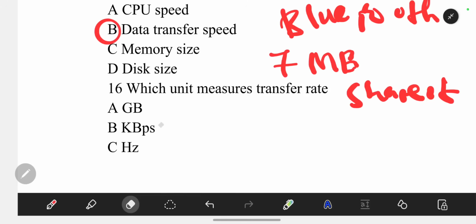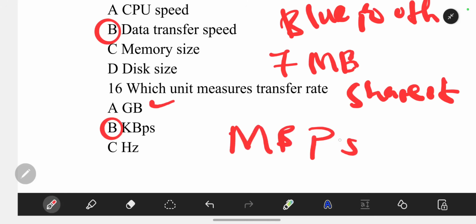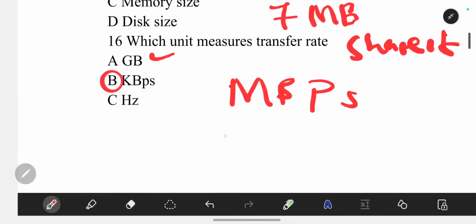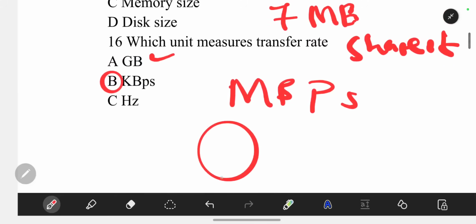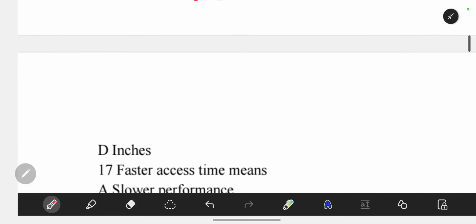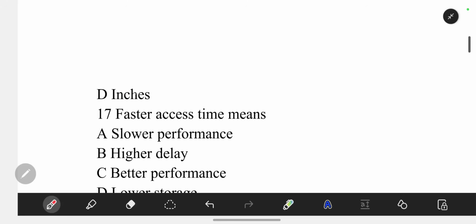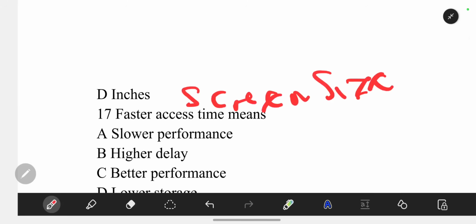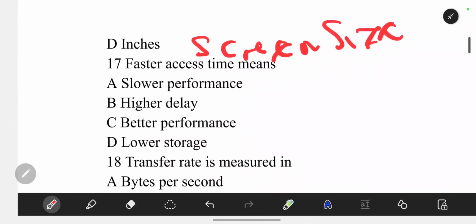When we look at our number 16, it says which unit measures transfer rate. So in this case, GB has to measure space, the kilobytes per second. It could be kilobyte per second or megabytes. P means per, then second, like that. Hertz measures the clock speed, how fast the computer is executing instructions in a second, or how many instructions are being executed in a second. Inches has to measure the screen size. So the answer there we have chosen kilobytes per second.